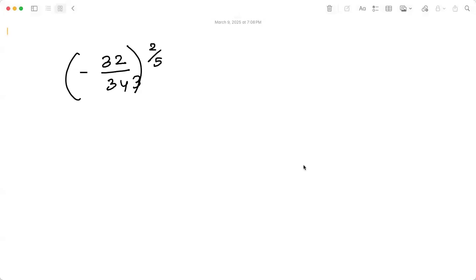Go ahead. Let me rewrite it if you want to, maybe. I did not do a proper job, right? So it was minus, what am I doing? Minus 32 divided by 343 power 2 by 3 and 2 by 5. Makes sense? Yep.